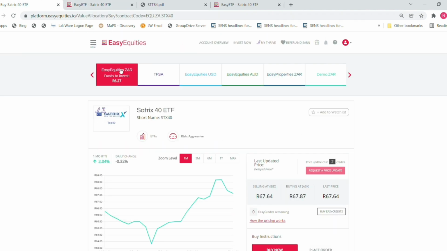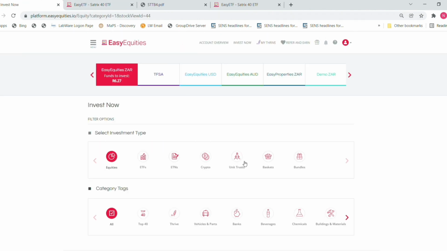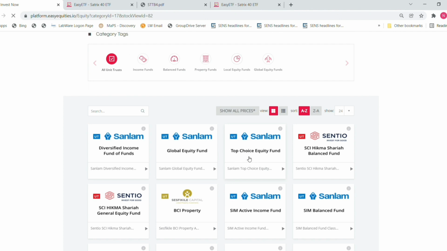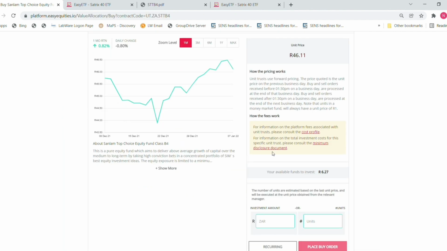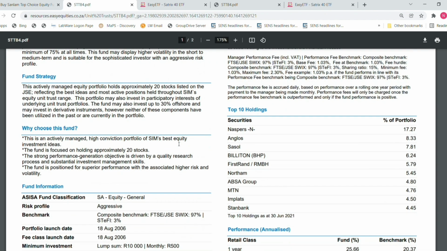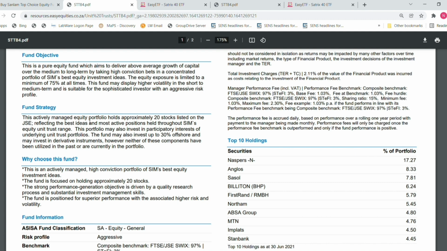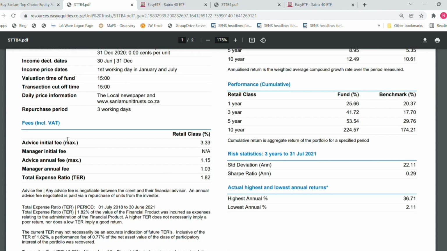Let's look at a unit trust. I'm going to pick any random unit trust. Sanlam Top Choice Equity Fund. To view the fee, I have to read the minimum disclosure document. This is where you should go for any unit trust. You must always check the minimum disclosure document first. What does this one do? This actively managed equity portfolio holds approximately 20 stocks listed on the JSE. Okay, so this one is a basket of 20 stocks. What I'm interested in is the TER, the total expense ratio. Here it is. It's 1.82%.